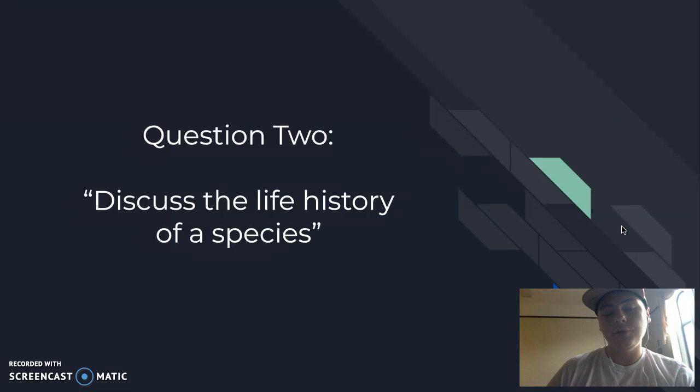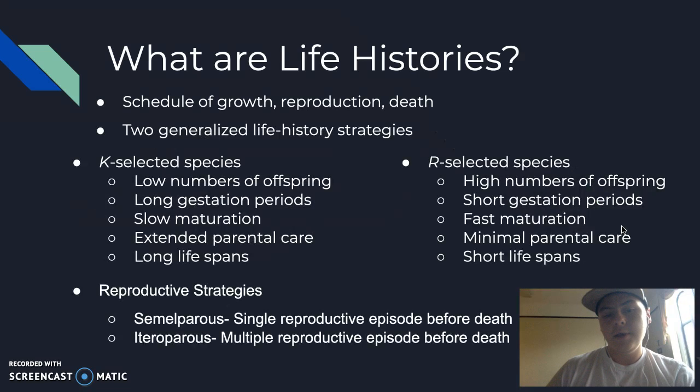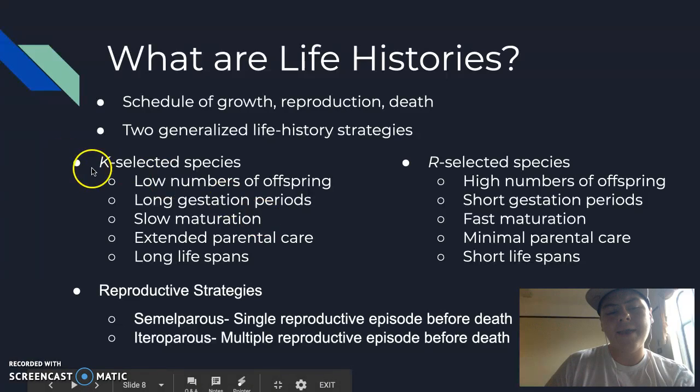Moving into question 2, we're going to discuss the life histories of a species. So what are life histories? A quick little background. They're a schedule of growth, reproduction, and death. And there's two generalized life history strategies. One is the K-selected species, and then the other is the R-selected species. And you look at the K versus the R, and they're basically opposite in every category.